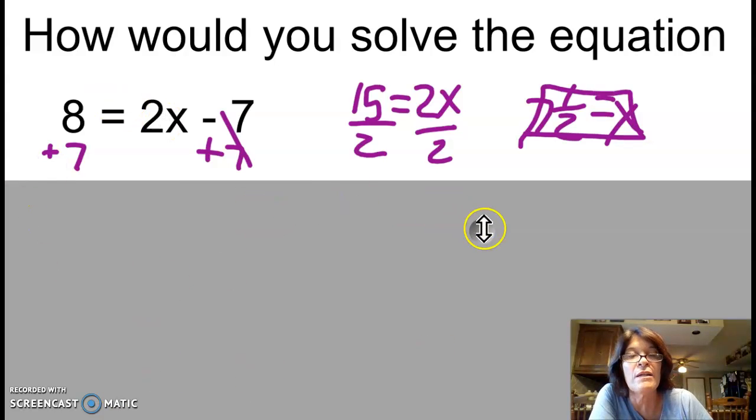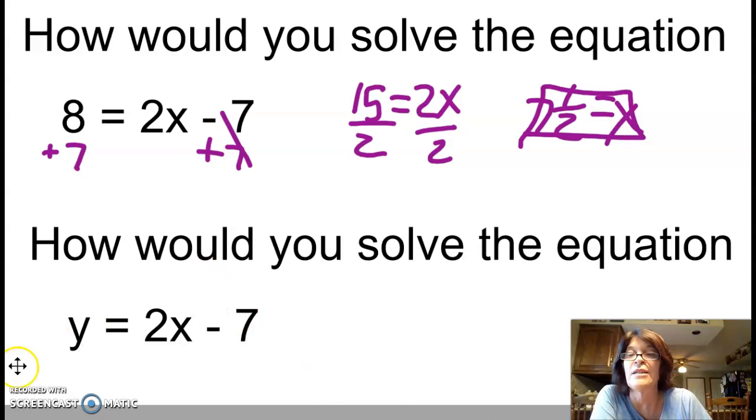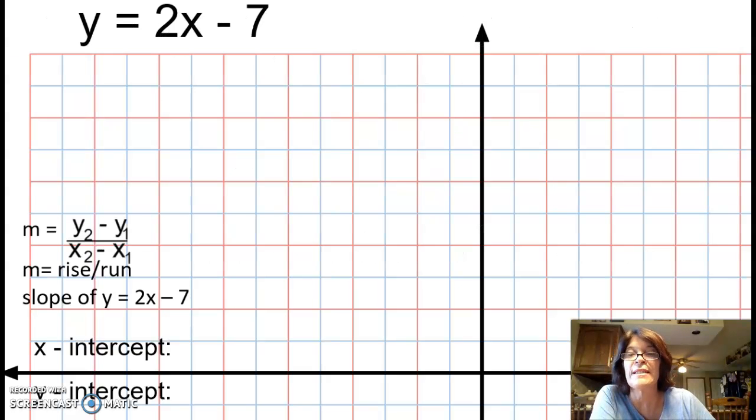Well, we are not going to be solving equations like that. We're going to be solving something like y equals 2x minus 7. A little different than 8 equals 2x minus 7. I can't really add 7 to y because I don't know what y is. I can't divide by 2 because I don't have a number, okay? So what we're going to do instead, when we have an equation like this, there's tons of answers that we could have depending on what x is, okay? It depends what x is.